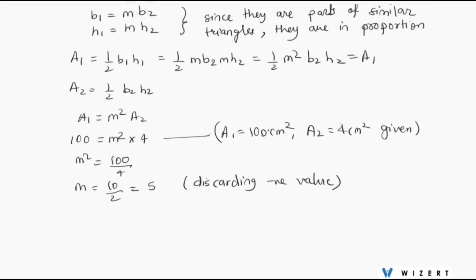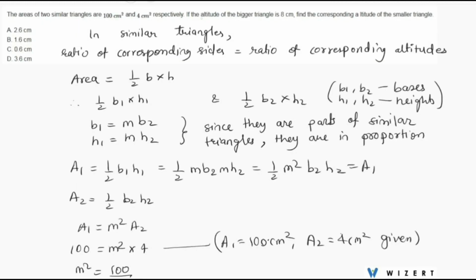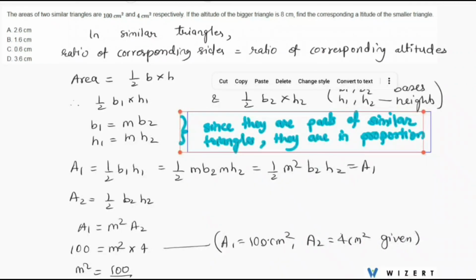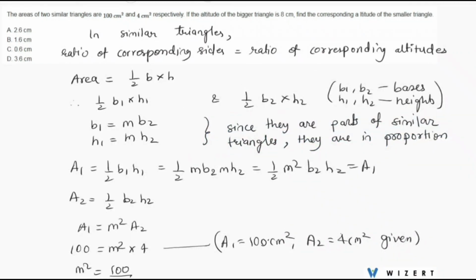Now we are given in the question that altitude of the bigger triangle is 8 centimeter and we have to find altitude of the smaller triangle. So we know h1 is equal to m h2. We will use this relationship. Let me name this as equation 1. So this is equation 1.